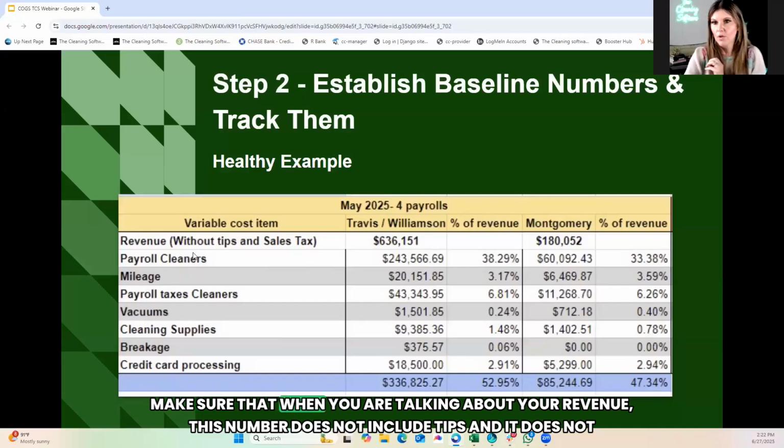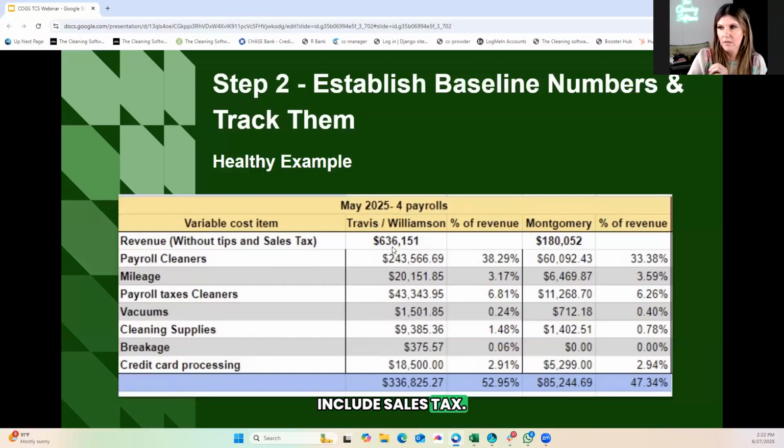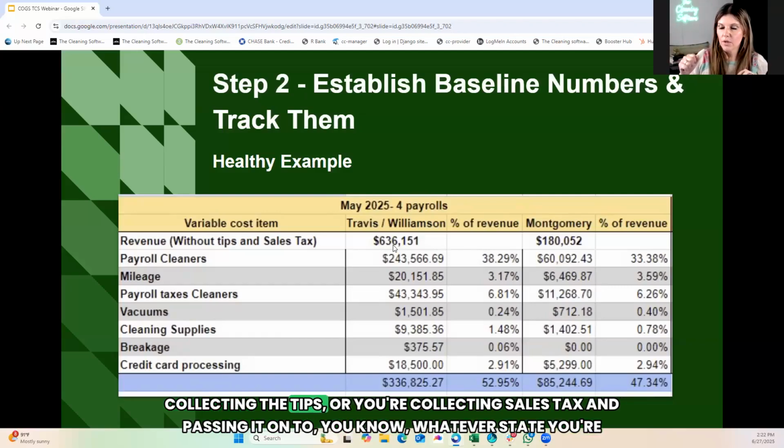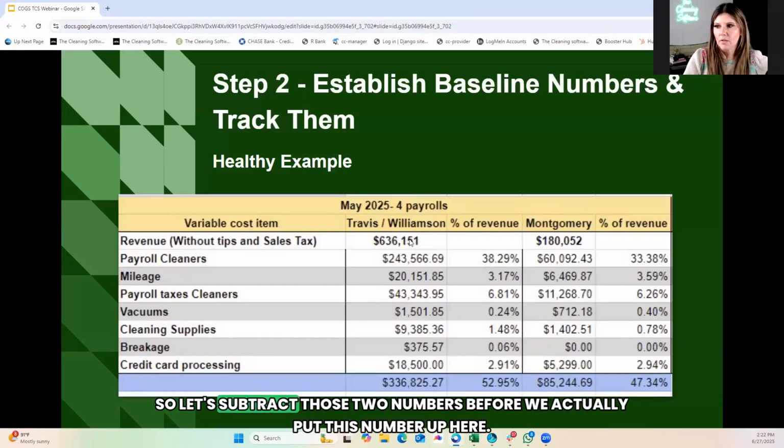Make sure that when you are talking about your revenue, this number does not include tips and it does not include sales tax, because that's not true revenue. Those are pass-through numbers, like you're collecting the tip and passing it through, or you're collecting sales tax and passing it on to whatever state you're paying. So let's subtract those two numbers before we actually put this number up here.